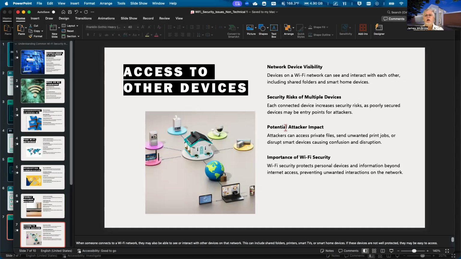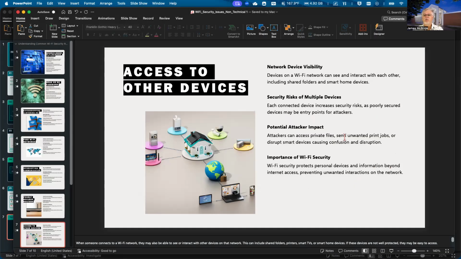Of course, once they're there, devices on a network can be seen to interact with each other. They can see what folders are being shared. Smart home devices, obviously, those are usually not very secure. Each connected device increases security risks, so poorly secured devices may be entry points for attackers. So if you've got a Ring doorbell and you didn't secure that well enough because it's got its own little setup, then that could be a way in to your network.